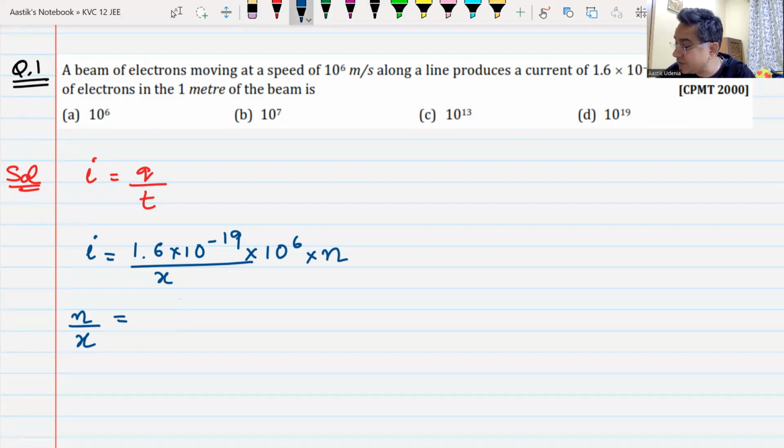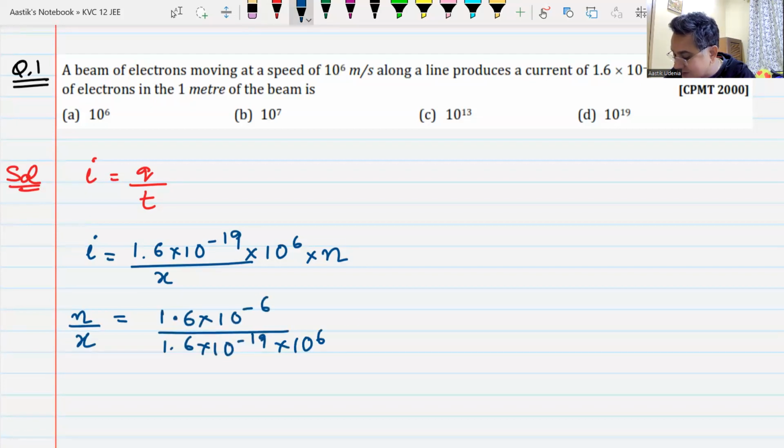How much is the current given to you? 1.6 into 10 raised to the power minus 6 divided by 1.6 into 10 raised to the power minus 19 into 10 raised to the power 6, and I think from here you should be able to get your answer if you divide it correctly, and I think the answer is going to come as 10 raised to the power 7 electrons. Do we understand this, everyone? Yes, sir. Well done. My hopes have come alive.